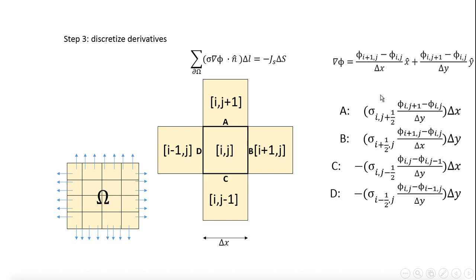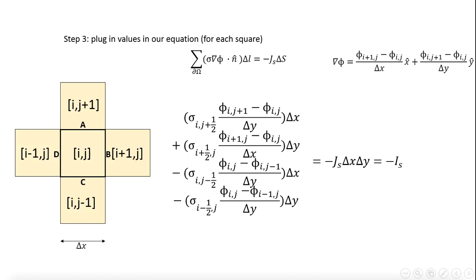Now, for all sides, these are the equations that we get. So if we put these all nicely like so, we have a summation of all of them. They all equal this, the minus current density times dx dy, which is the area, or we can just say minus the current.